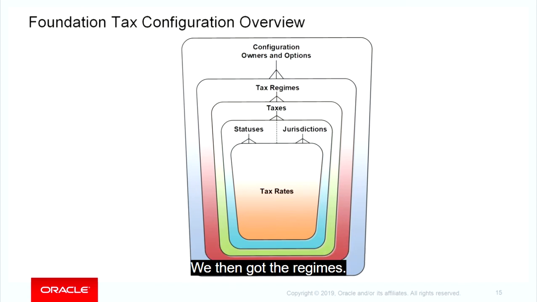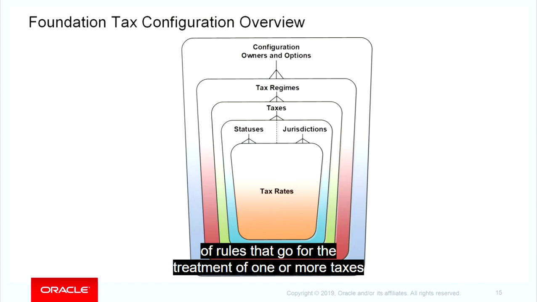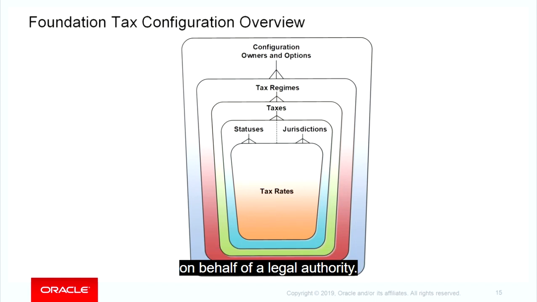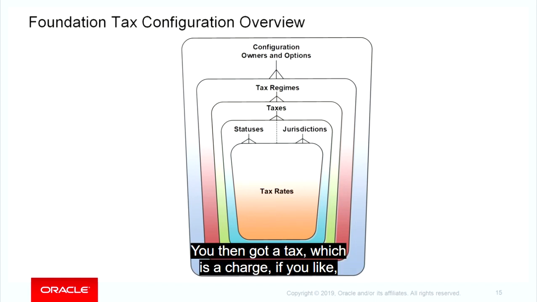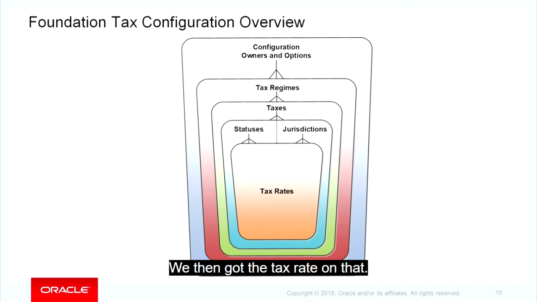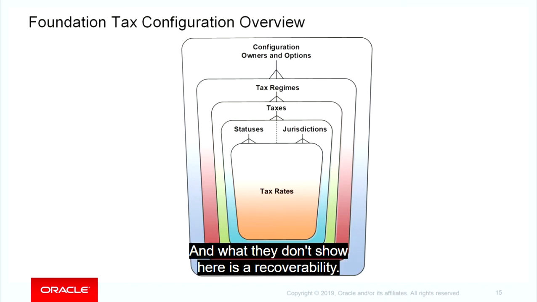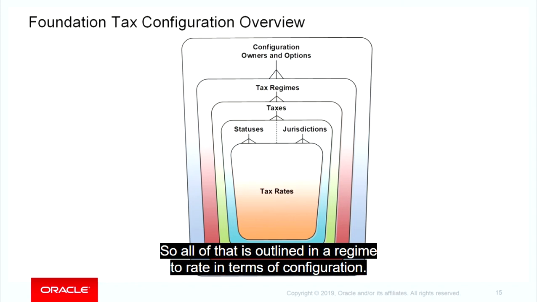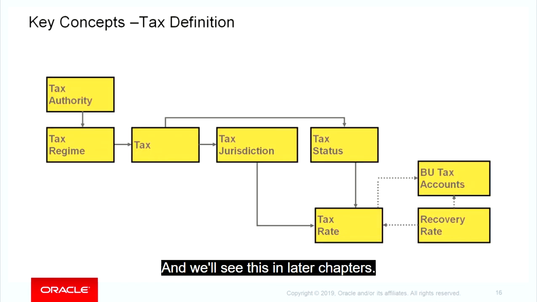We've then got the regimes. So in terms of your regimes, that's the set of rules that go for the treatment of one or more taxes on behalf of a legal authority. You've then got a tax, which is a charge, if you like, imposed by a government through the authority. Under that, you've got the nature of a product or services, which is the tax status. We've then got the tax rate, and what they don't show here is a recoverability. So in a VAT system, you'd also have the recoverability. So all of that is outlined in a regime to rate in terms of configuration. And we'll see this in later chapters.